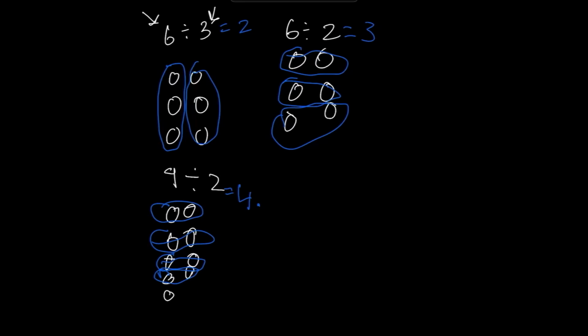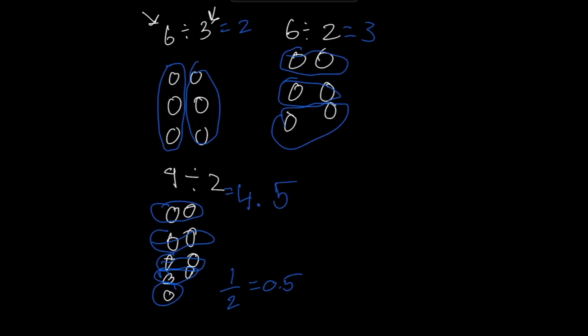Then you put however many you have left. So I have 1 left, and then the size of the groups. So it's going to be 1 over 2. And 1 over 2 is equal to 0.5 or 1/2. So my answer is going to be 4.5 because of that.